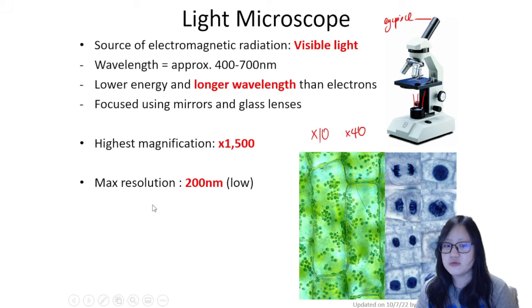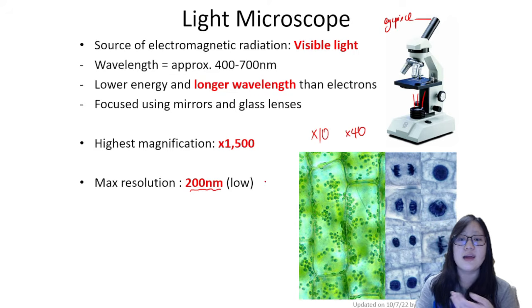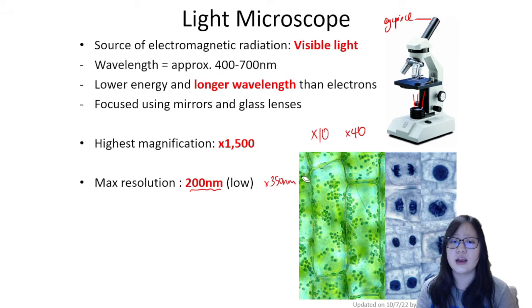The max resolution is 200 nanometers, which is rather low. This is half the wavelength. So minimum is 400, max resolution would be 200 nanometers. You want the max resolution to be as small a value as possible to be considered high. And that's why we take 200 nanometers and not 350 nanometers. The smaller the value, the higher the resolution.